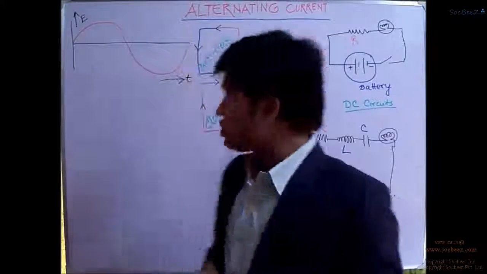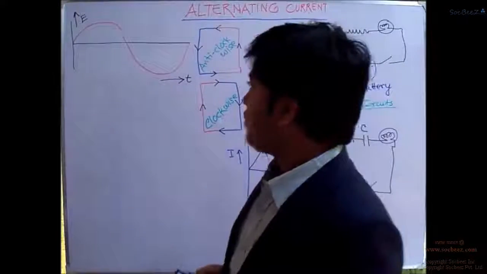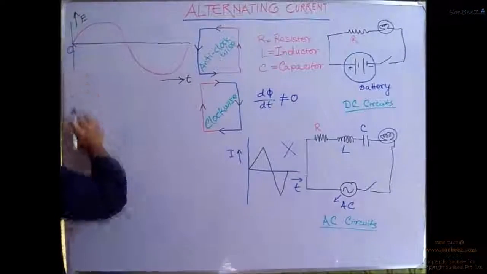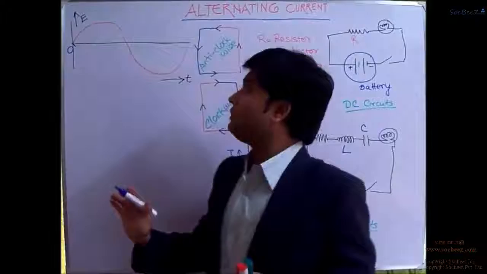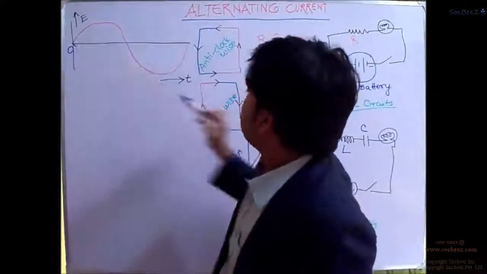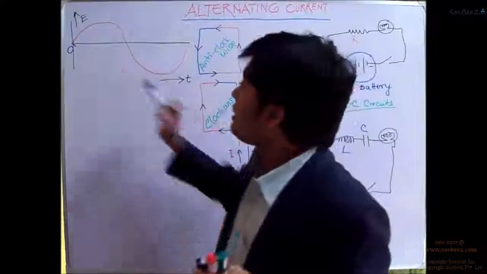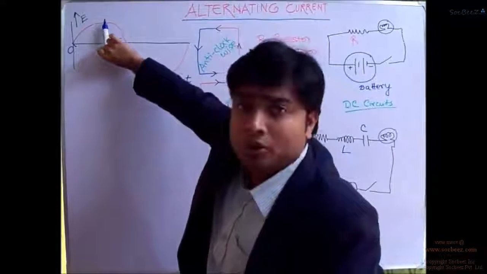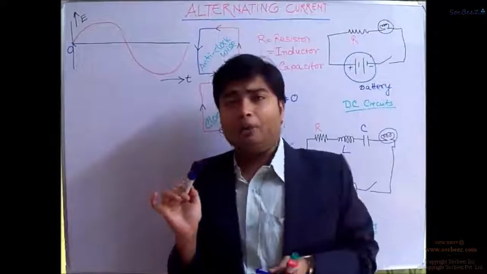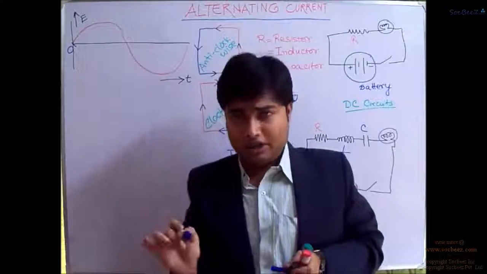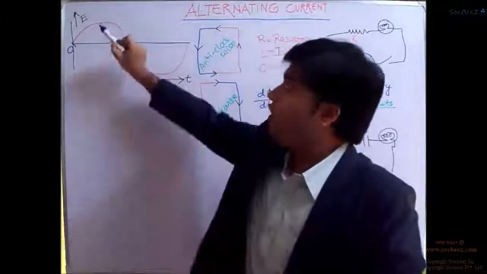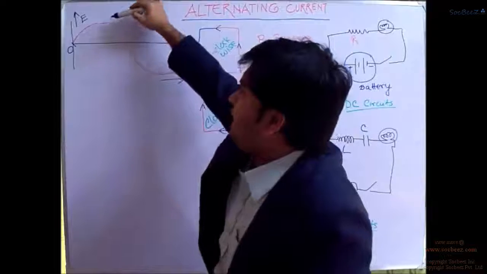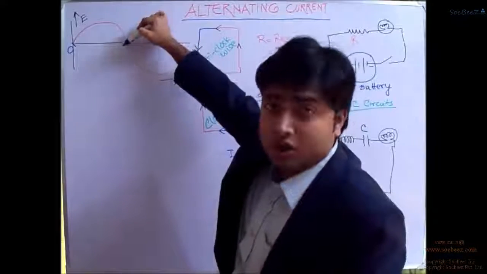So watch carefully. First of all, it has started from 0, right? This is the 0 point, the origin. It has started from 0. It will rise up, say this is the clockwise, okay? It will rise up and attain a maximum value. This maximum value of the EMF or the induced current is known as the peak value, right? And after that it will again come down to 0.